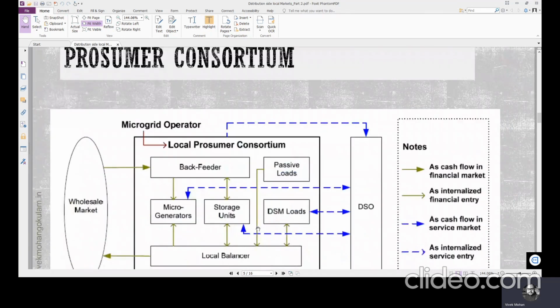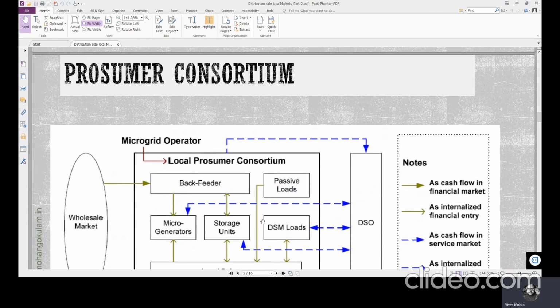Now, moving on to the second model, which is the prosumer consortium model. Prosumer consortium in the sense a consumer who owns local generation, or who owns a micro generating unit, and he is producing as well as consuming. In that case, we call it a prosumer. He can have a storage device, or he can have electric vehicles for V2G applications, vehicle to grid applications.